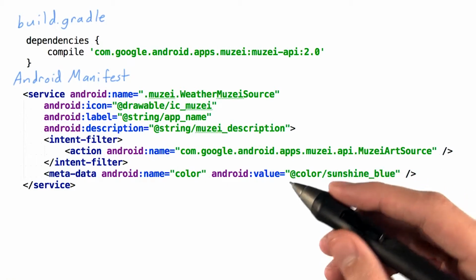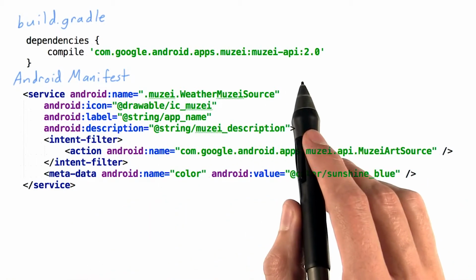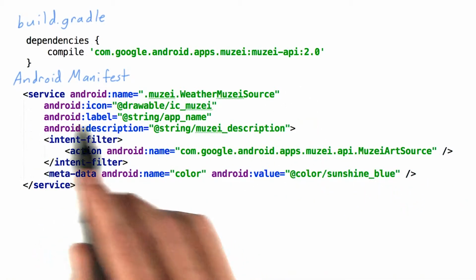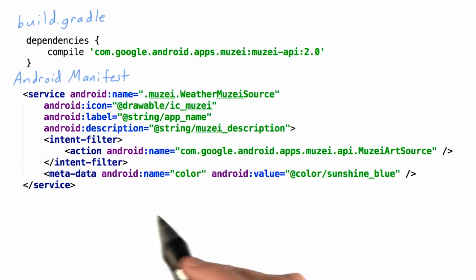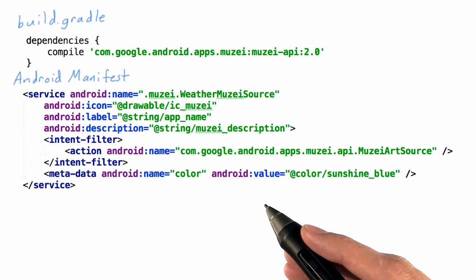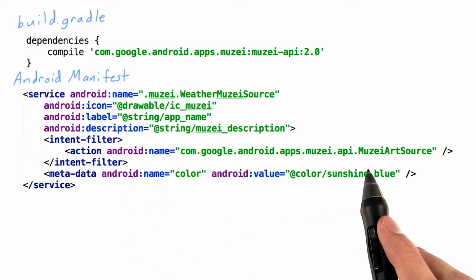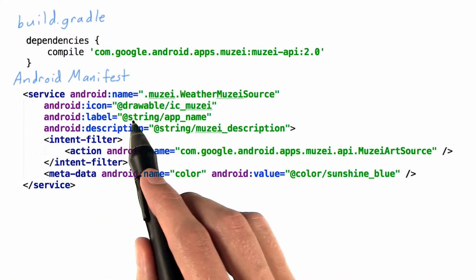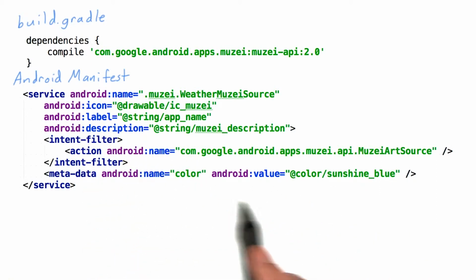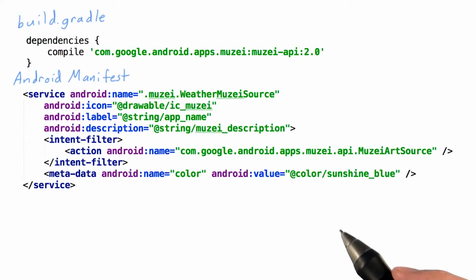So how do we do it? First, we'll add a Gradle dependency, then a manifest entry for our Muzei art source. A Muzei art source is an intent service, which Muzei will connect to get our wallpapers. The intent filter is how Muzei knows it can connect to our service. We'll also include a special icon, description, and even a color to help make Sunshine feel at home.